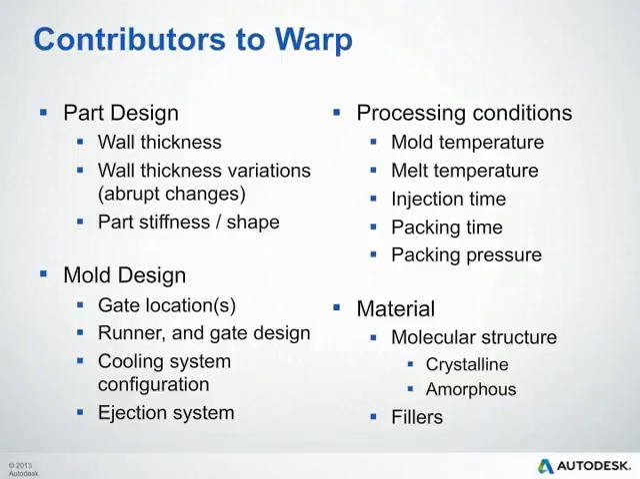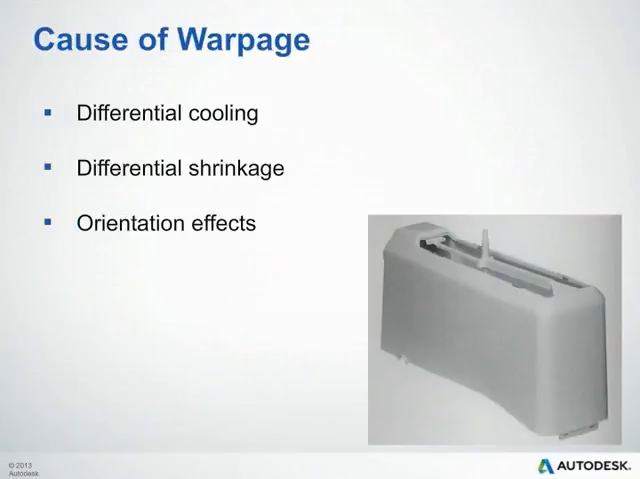Is it a crystalline material or an amorphous material? They can both behave differently from one another. And does that material have fillers or not? When we look at causes for warp, we're looking at three main components. That would be differential cooling, differential shrinkage, and orientation effects. We'll take a closer look at these three in the next couple of slides.